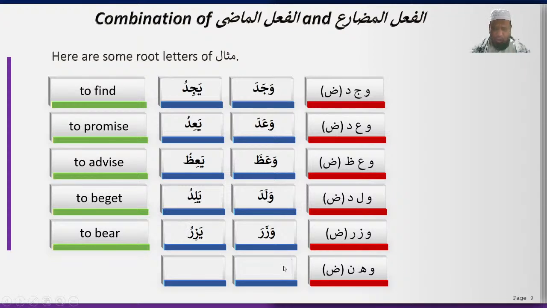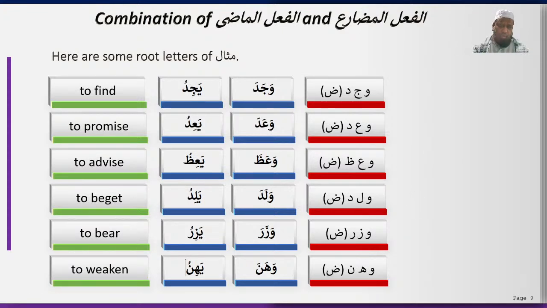Next, waw ha nun. Wahana, because we know it is from Bab Daraba, the root letter waw drops. Yahinu. To weaken, or to be weak. So these are from Bab Daraba.